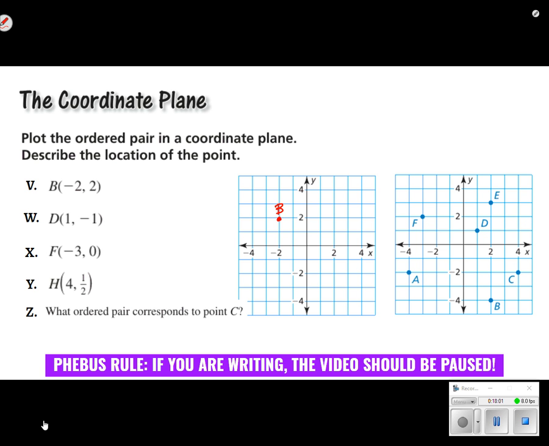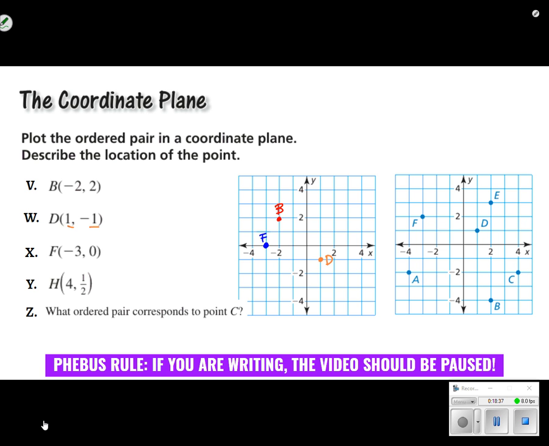All right, so for D, which I'm going to do in a different color, we're going to go 1, -1. So we're going to go right 1, and we're going to go down 1. So from 0, 0, we'll go right 1, we'll go down 1. Right here is the coordinate D. All right, F is going to be, we're going to go left 3, because that's what the -3 means, and we're not going to go up or down any, 0. So we're going to go left 3 and not go up or down any, and that is going to be F.